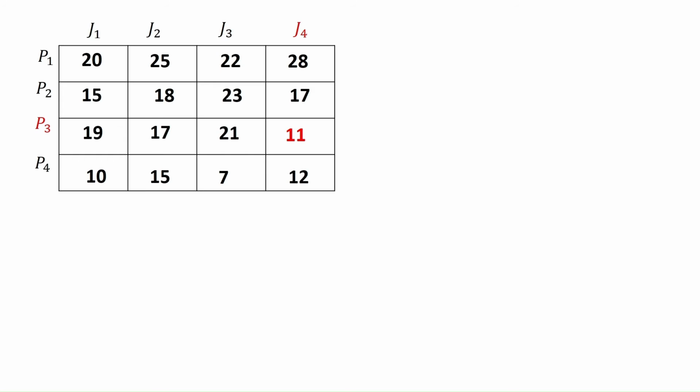Now let's suppose we have another problem with a different set of constraints. And what is the constraint? The constraint is that P3 is assigned J4. So we have a problem in which we already know that P3 is assigned job J4.